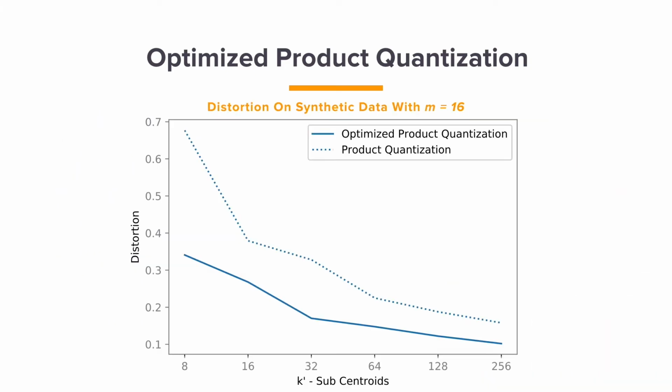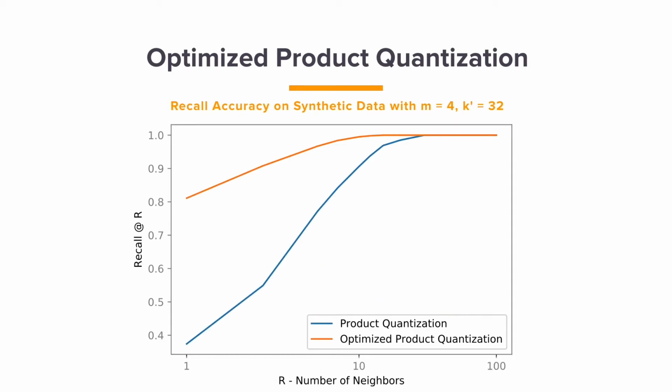I measured the distortion on a toy data set I made for a product quantization approach and an optimized product quantization approach. The product quantization is shown here in the dots, and the average distortion is shown on the left, and the x-axis here is the number of sub-centroids I use, k prime. And I think I had m equal to 16 for all of it. So you can see it's lower, right? We have lower distortion, which means we're going to have higher accuracy when we do our search. It's up and to the left.